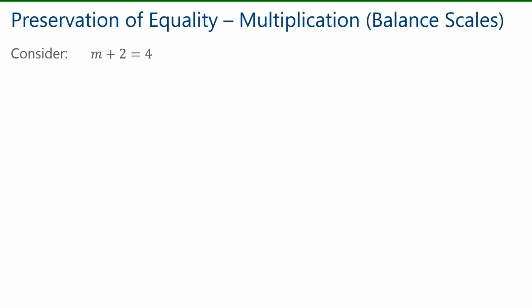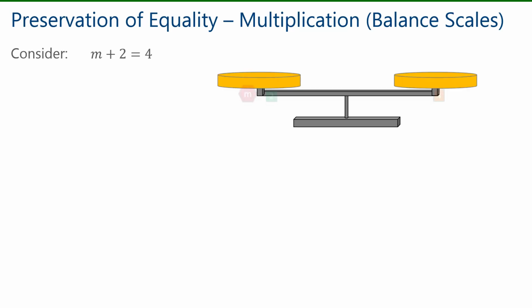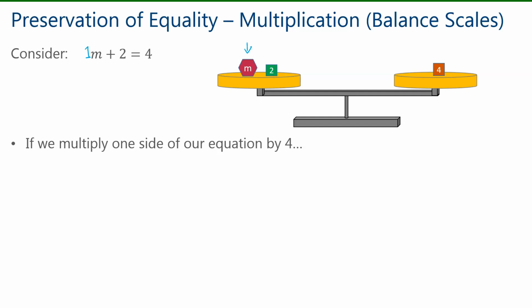In our second example, we'll look at a linear equation. So we have m plus 2 equals 4. I'm using my hexagon again for my variable. So I have 1m. Remember again, there's a 1 understood to be in front of that m. A mass of 2 on the left-hand side. And then on the right-hand side, we have our mass of 4. So we have it represented. So what if we multiply one side of our equation by 4?